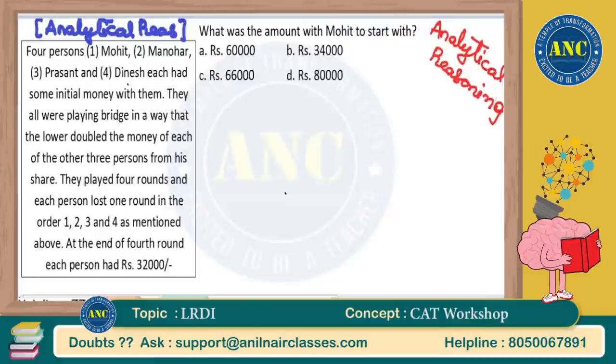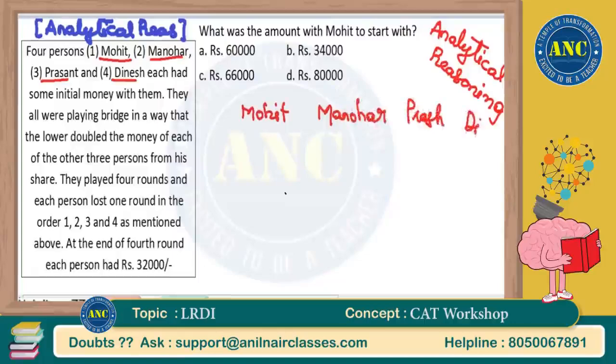Analytical reasoning. There are 4 persons: Mohit, Manohar, Prashant and Dinesh. Okay, the first step is clear. The 4 people each had some initial money with them.